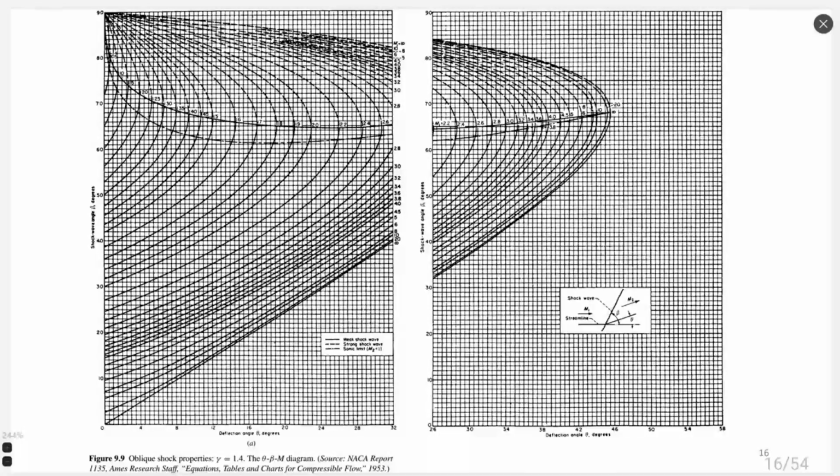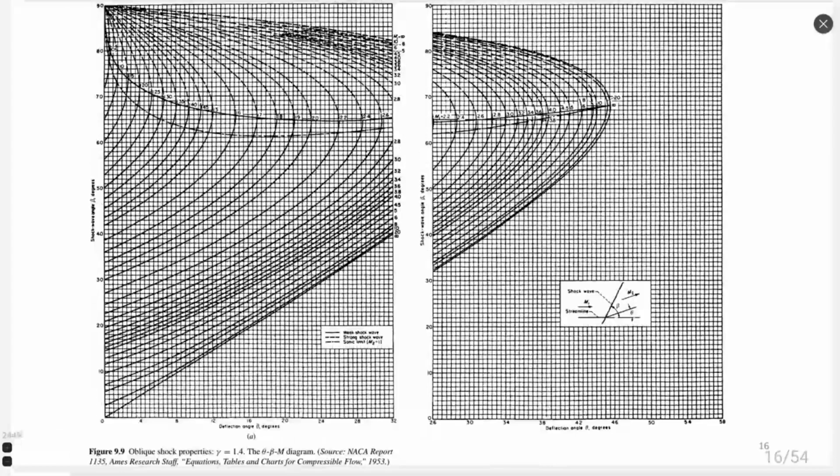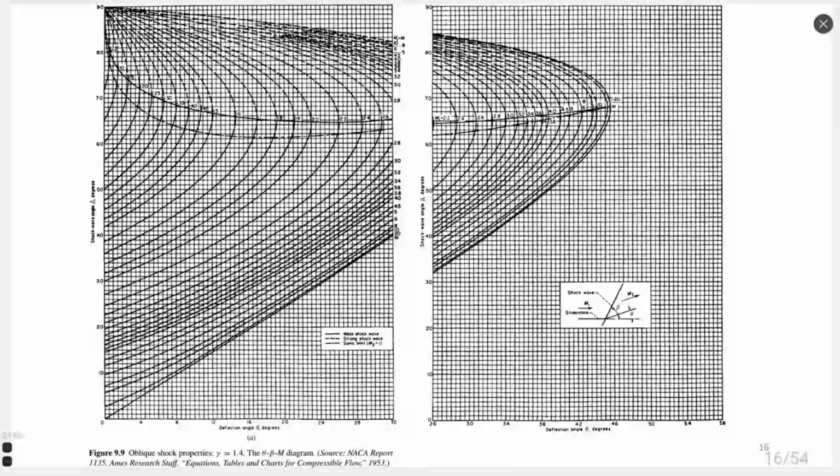Anderson shows this diagram in the book, and it corresponds to figure 9.9, which shows the relation between the angle of the body, the lower axis theta, and beta, the angle of the shock wave. These lines are different values of Mach number.